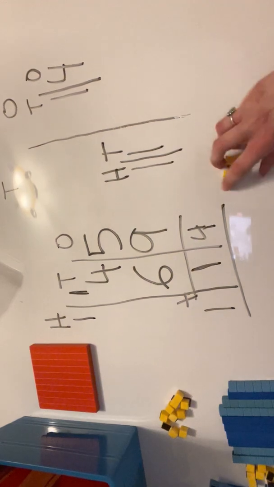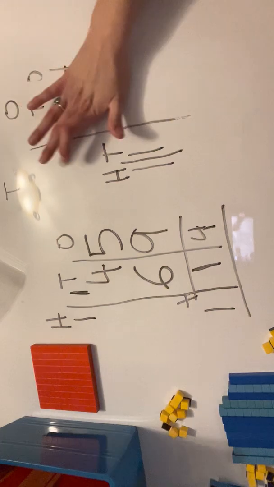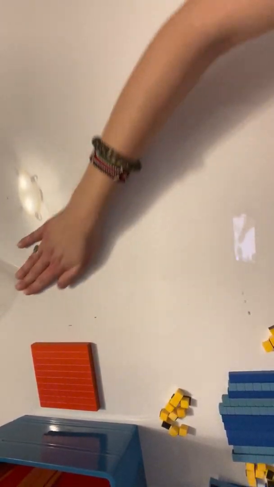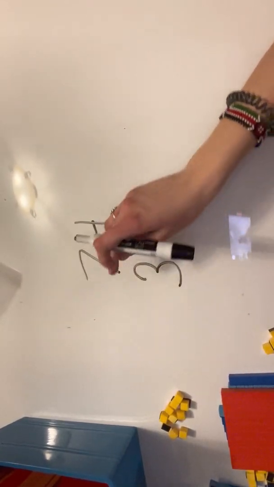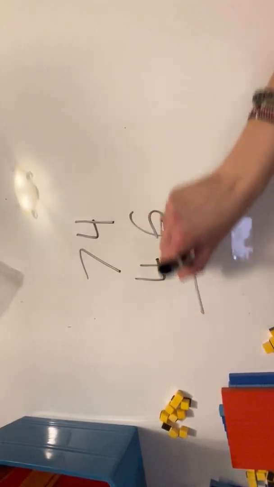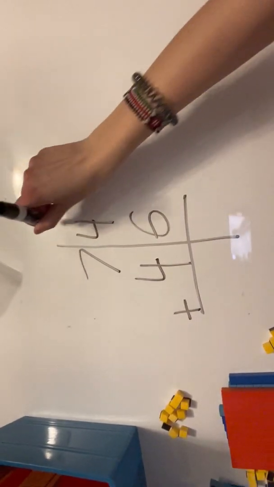So I'm going to show you another problem now without the blocks. But you can keep this in mind as you're solving these problems. You should be thinking about how these are tens, ones, and hundreds and how they are working together, just like we can see them with our blocks. So let's take a look at this one. Let's do 74 plus 30, no, let's do 46.